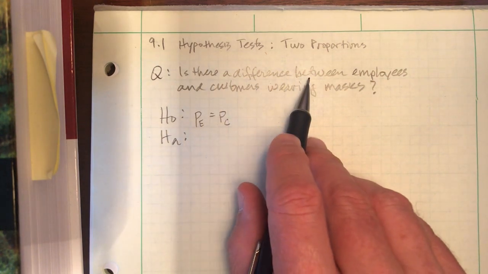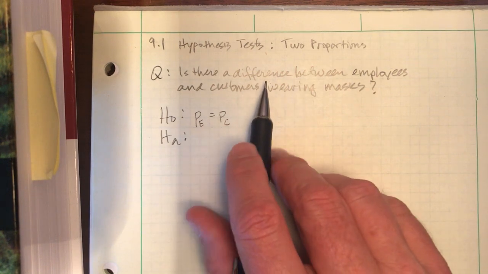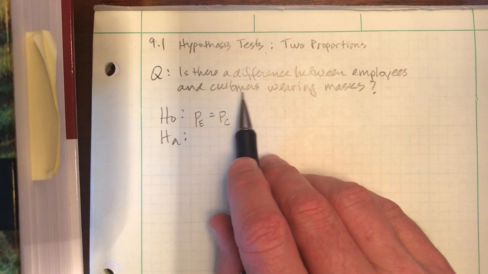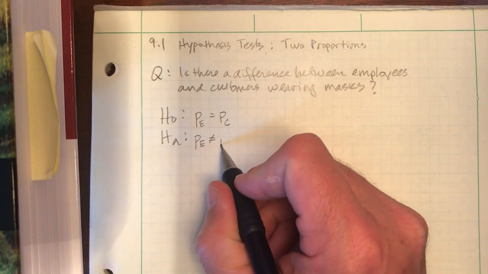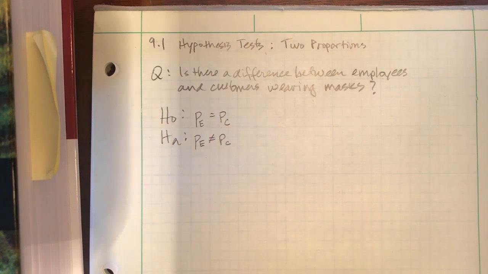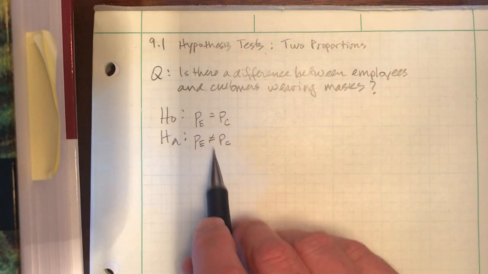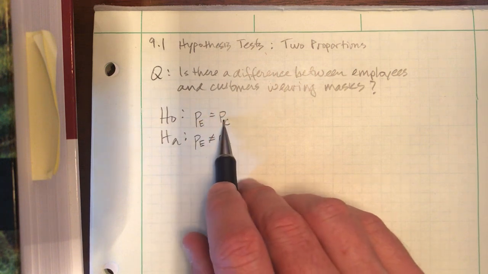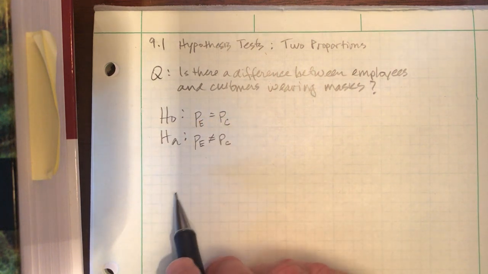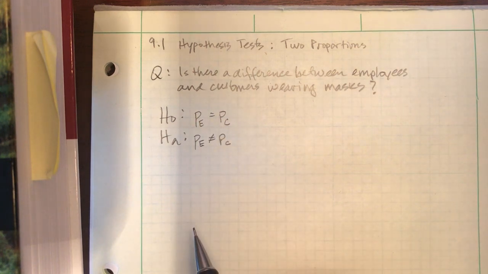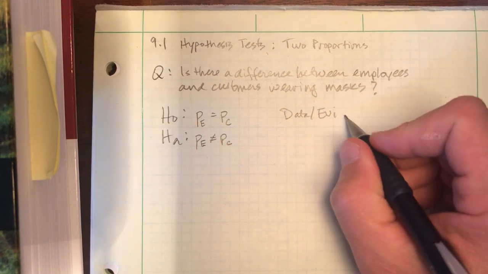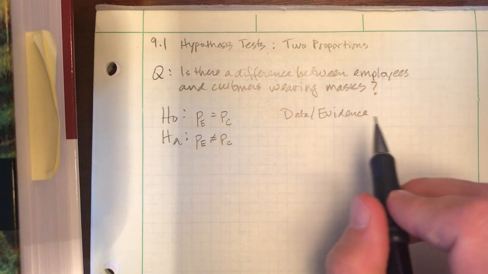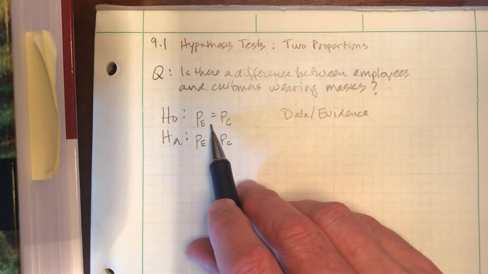The question's asking if there's a difference between them. So we have no indication that one group wears them more than another group. We just want to know, are they different or are they equal? And not equal says there's a difference between these two groups. All right. So one thing you're seeing for the first time is there are two different proportions represented in the null and alternative, and notice there is not a number represented here. Well, the next thing we usually do is go get some data or evidence to see if we can support the alternative. Otherwise, we always stick with the null.